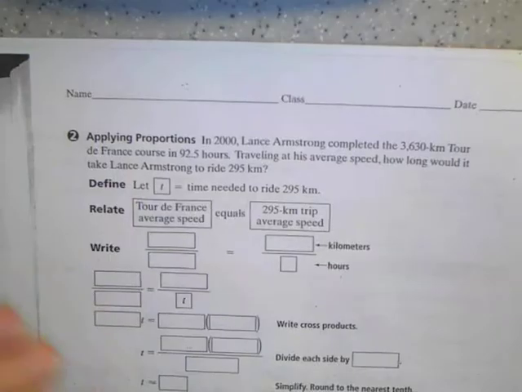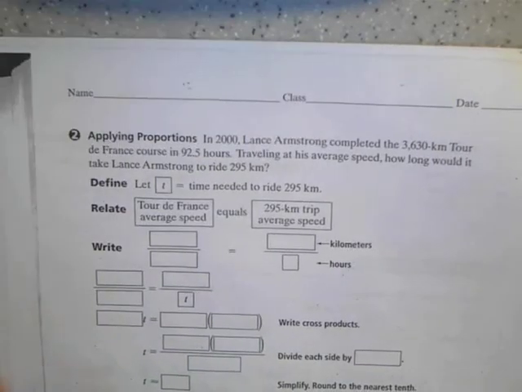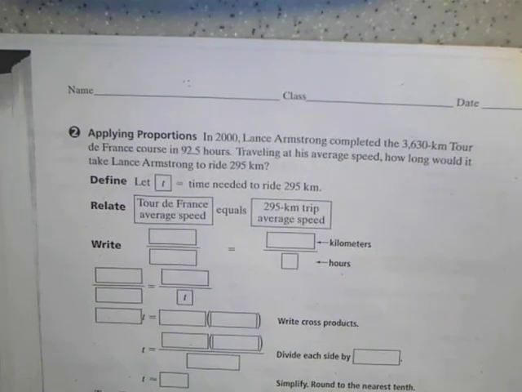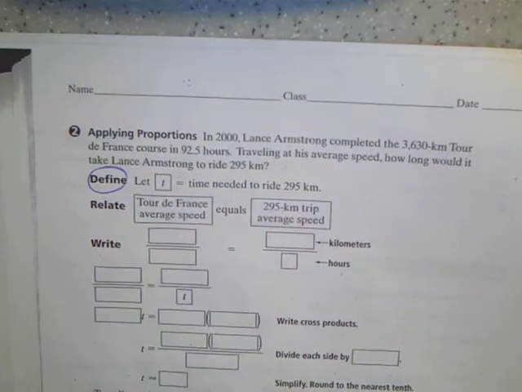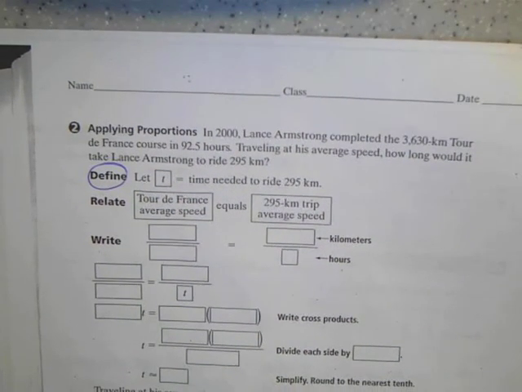Applying proportions. In 2000, Lance Armstrong completed the 3,630 kilometer Tour de France in 92.5 hours. Traveling at his average speed, how long would it take Lance Armstrong to ride 295 kilometers? So first off, let T equal the time needed to ride the 295 kilometers.